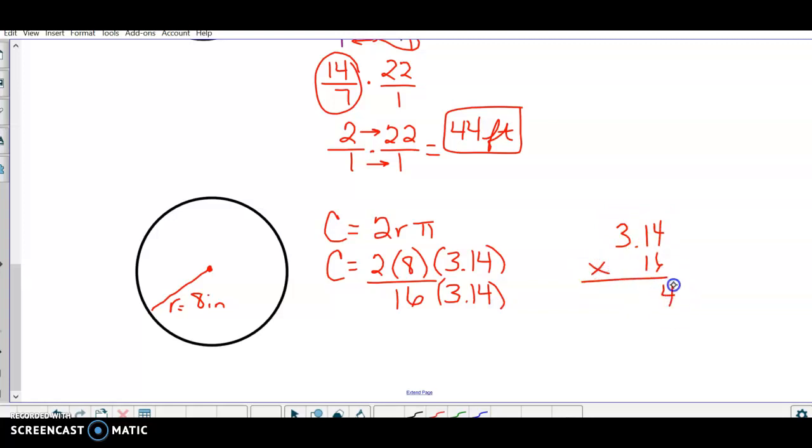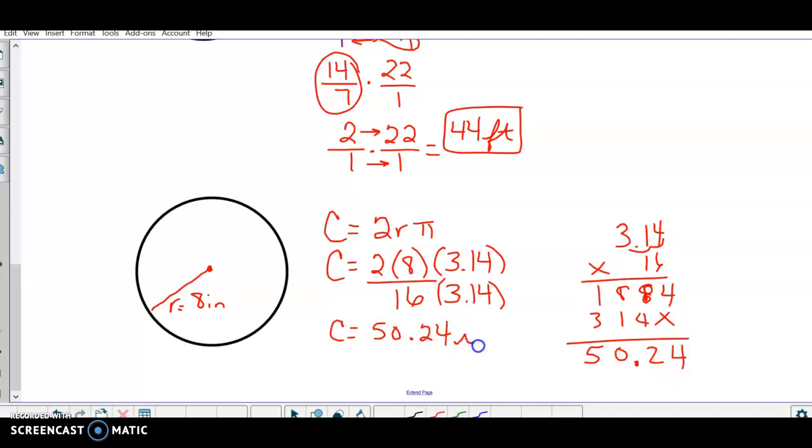times 16. 6 times 4 is 24, 6 times 1 is 6 plus 2 is 8, 6 times 3 is 18. Don't forget your placeholder. Then 1 times 4 is 4, 1 times 1 is 1, and 1 times 3 is 3. Add it up: 4, 2, 0, 5, 0. So our circumference is 50.24 inches. Now circumference, just like perimeter, is simply going to be the units. We're not going to have units squared or anything like that.